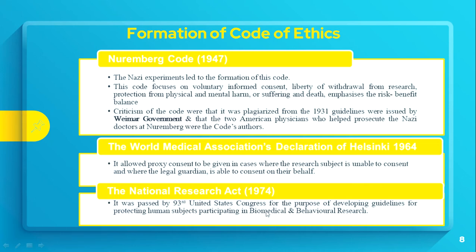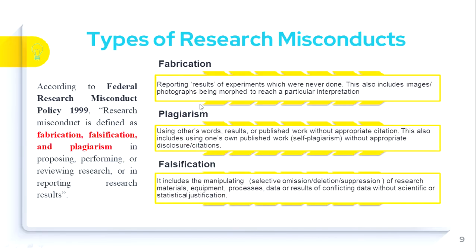So in this research area, even a minor mistake can cause harm to the participant. Therefore, this National Research Act was specially meant for biomedical and behavioral research. So next we will see the types of research misconduct. These are some of the types.